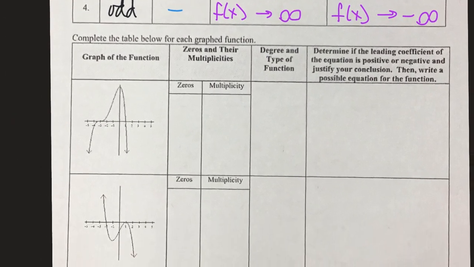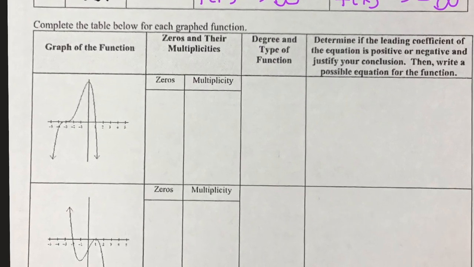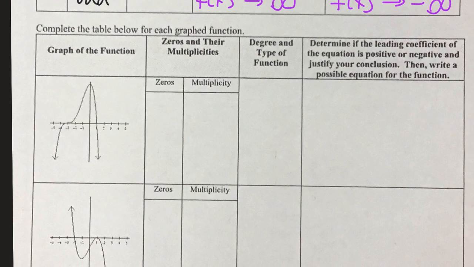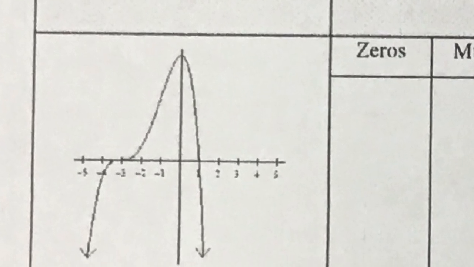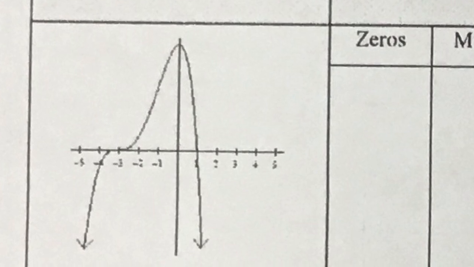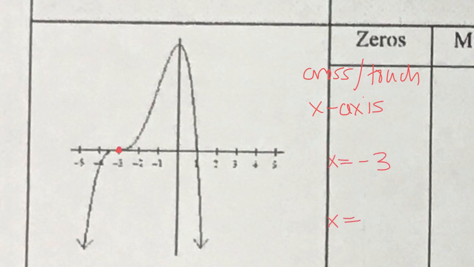Here is where it's going to be handy to be able to write an equation. We want to determine the leading coefficient of your equation. Let's look at our first example. Here is your graph. Where do we find the zeros? We have one crossing at x equals negative 3, and another crossing at x equals negative 1. Those are the two places where the graph crosses the x-axis, so those are your zeros.